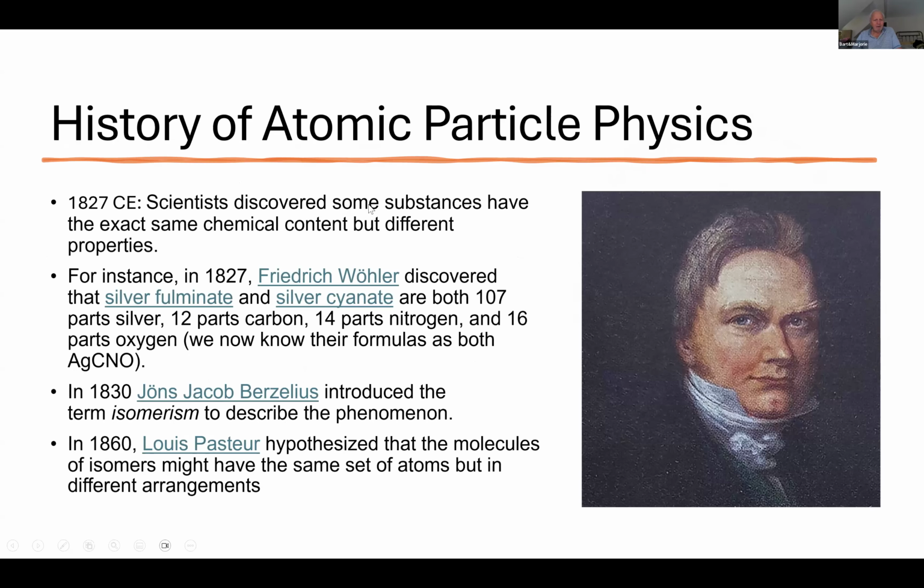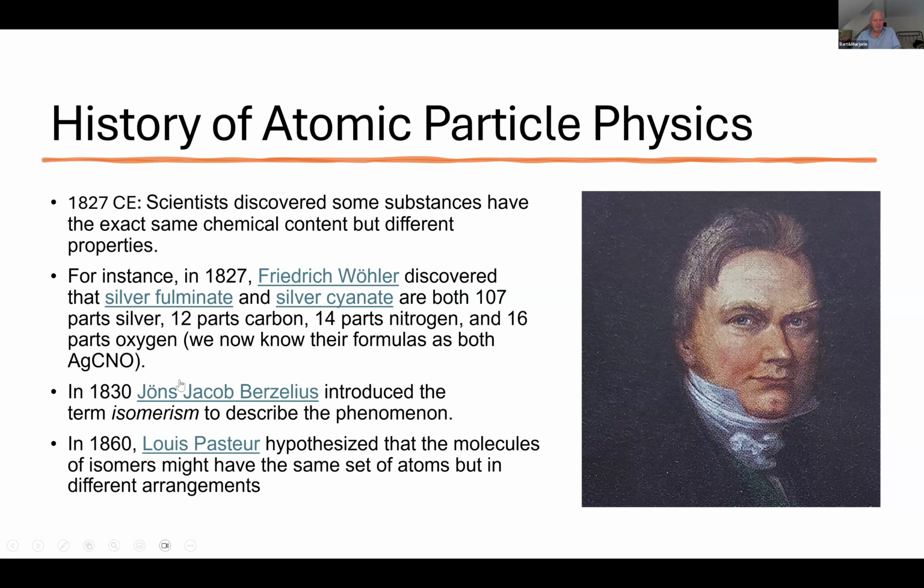Now, moving forward another 20 years, we came across a notion of isomers or isomerism. And this notion here is that we had substances with the same chemical content, but they had different properties, so they're isomeric to one another. So, for example, silver fulminate and silver cyanate both have 107 parts of silver, 12 parts of carbon, 14 parts of nitrogen, and 16 parts of oxygen.